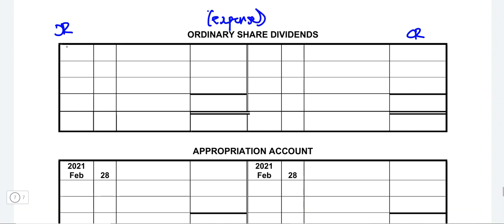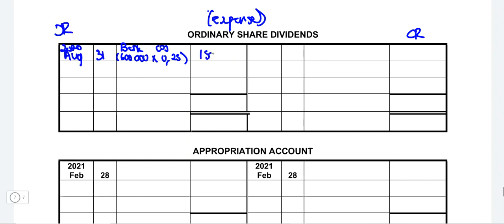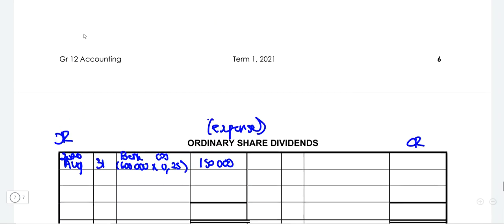So we'll say 2020 August 31st, and then we'd say bank, and remember it goes with CPJ. Then we show that the calculation is that 600,000 must be multiplied by 0.25. If you remember, the answer that it gave us was 150,000. So that 150,000 will come here. I hope it makes sense.